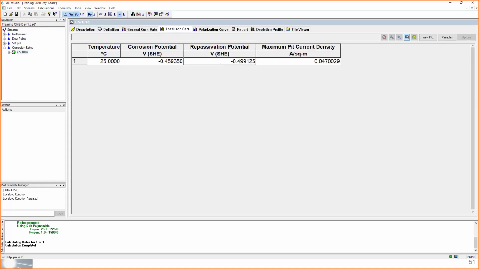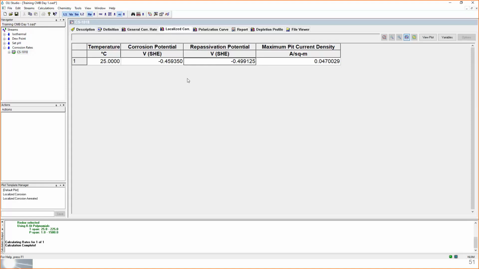And so that's why we also call it protection potential, because if we are below that potential, then we are protecting our material against localized corrosion damage. Okay? And I will explain this repassivation potential in more detail in the next class. I will go through more details about this.